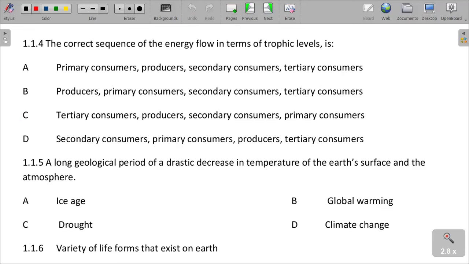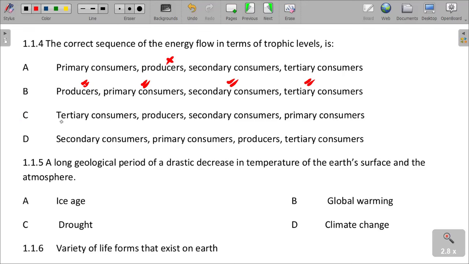So in any case, the last group of organisms must be the tertiary consumers. In our case, we are saying primary consumers, producers. Obviously it goes wrong because producers must be the first. Producers, primary consumers, secondary consumers, tertiary consumers.